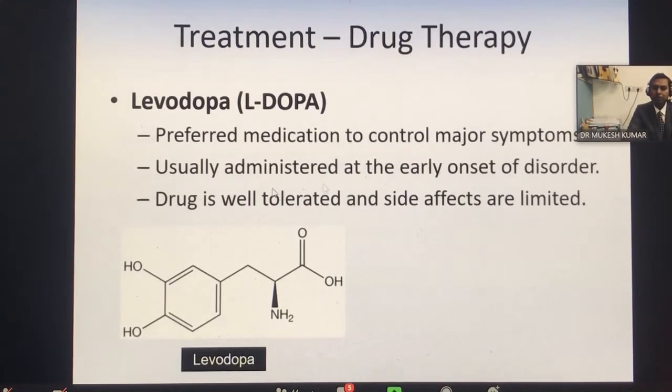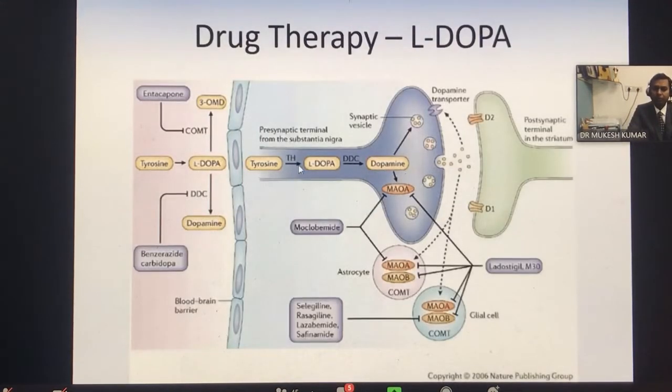For drug therapy, levodopa is the preferred drug, usually used in the early stage, and it is well tolerated. Its common side effects are nausea and hallucination, particularly in cases of Parkinson's with PSP or MSA. Levodopa, whenever you give it, is generally metabolized by two types of enzymes: one is COMT, and the second is dopa decarboxylase, which carbidopa or benserazide inhibit. So these two inhibitors help in increasing the level of dopamine in the body.